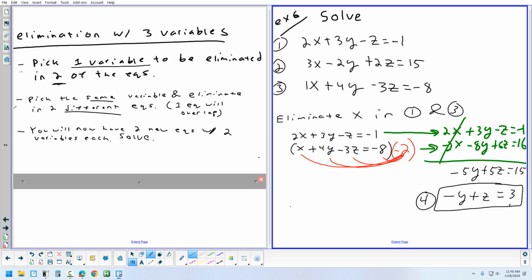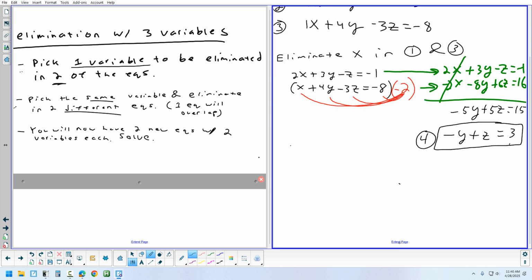Okay, now, do it again. We need another equation that just has a y and a z in it, but we can't use equations 1 and 3. You have to pick some other combination besides 1 and 3. So we do have to eliminate x. And what two equations do we want to use besides 1 and 3? 2 and 3. Yep, we can do 2 and 3. You definitely want to use 3. 3 is a good one because it has a 1 in it.